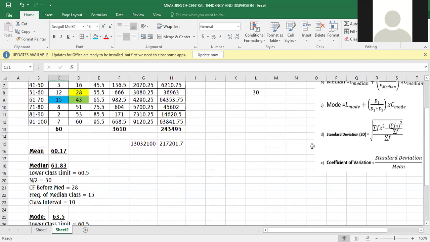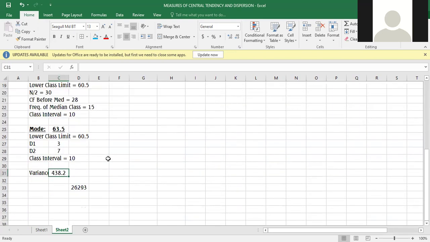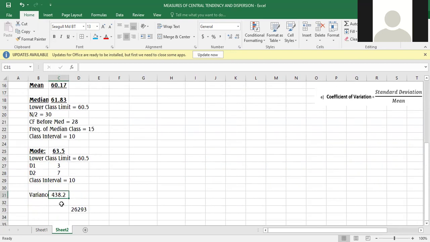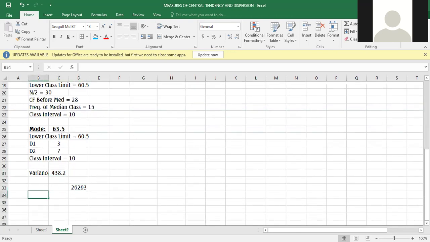So after we have solved for this, we've gotten this one to be 243,495. We've gotten this one to be 217,201.7. Then we now divide by the summation of the frequency, which is 60. And so when we did that, we got 438.2. And so then we now try and determine your standard deviation.